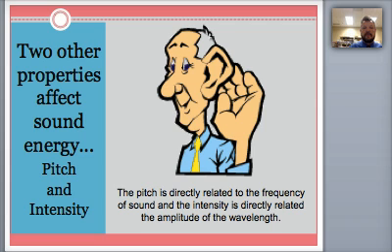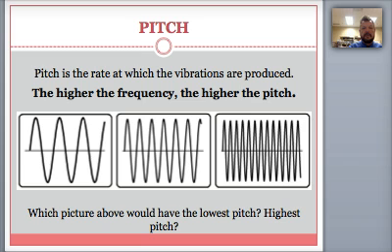Two other properties affect sound energy: the pitch and intensity. Pitch is directly related to the frequency of the sound. Intensity is directly related to the amplitude of the wavelength. The pitch is the rate at which vibrations are produced. The higher the frequency, the higher the pitch. Which picture above would have the lowest pitch? Which would have the highest pitch?